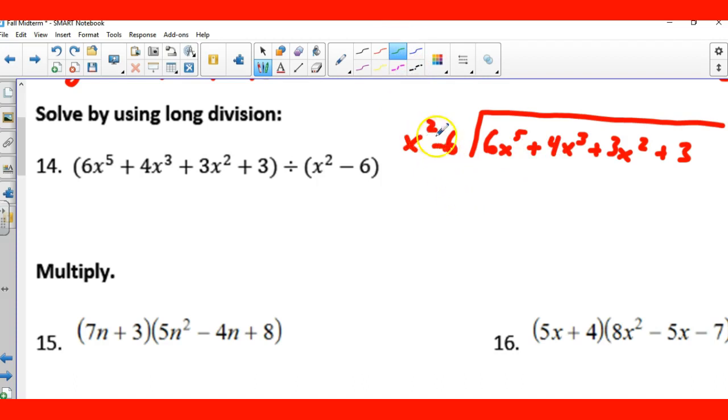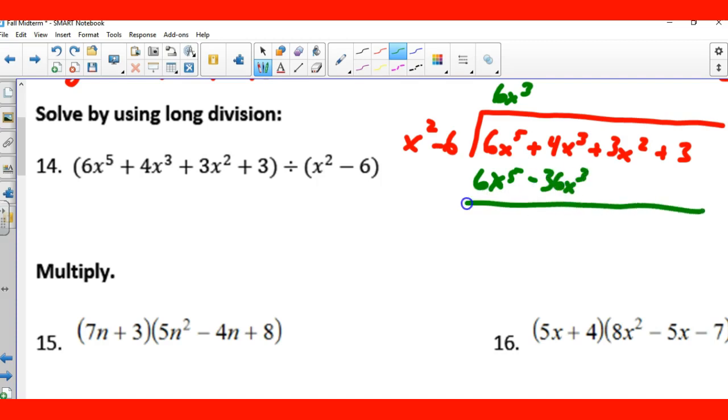Alright, so now I want x squared to be 6x to the 5th. What I'm going to do is multiply by 6x cubed. 6x cubed times x squared is 6x to the 5th. And 6x cubed times negative 6 is going to be a negative 36x cubed. Now, don't forget, guys, put your parentheses in your subtraction. Right here, this is going to cancel when you make that negative. This becomes positive. So 4 plus 36 is 40x cubed. Now I bring this down.